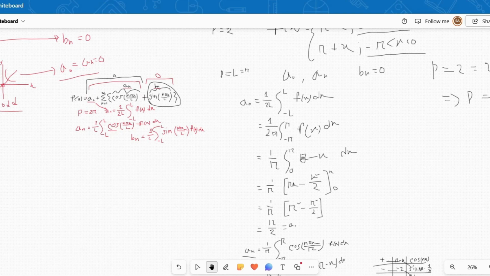There is a correction needed. Sorry for the mistake. The correction is that the value of an is multiplied with this.